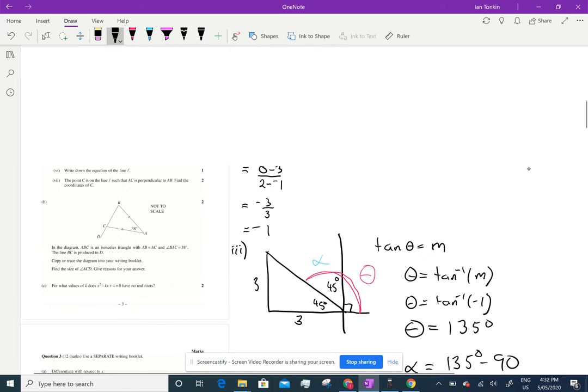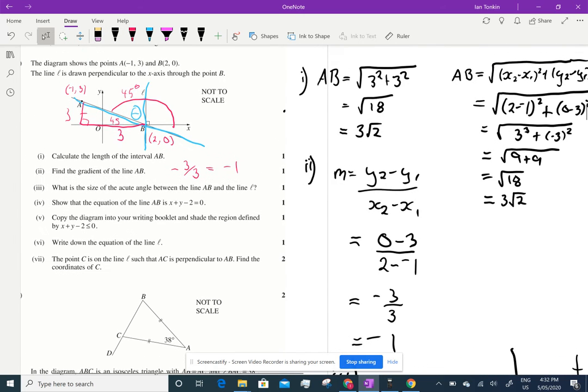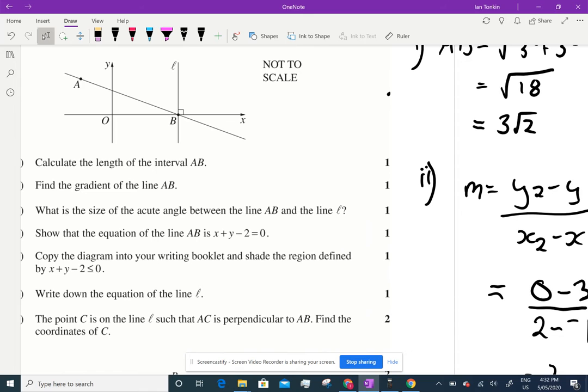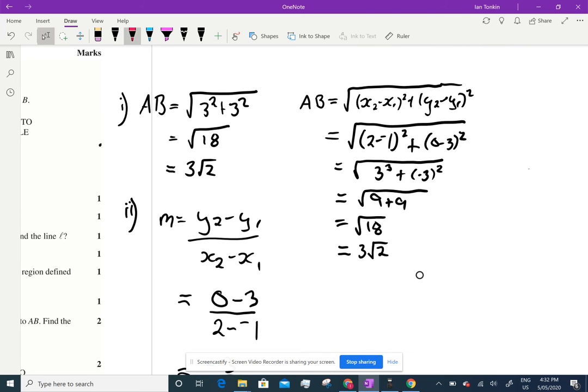The next one, show the equation of the line. Okay, so let's get rid of all this stuff now. Show the equation of the line is that. And remember, we've got 1, -3, and 2, and 0. And look what we've got. We've got a line through those 2 points. So I'm going to use the point gradient formula.